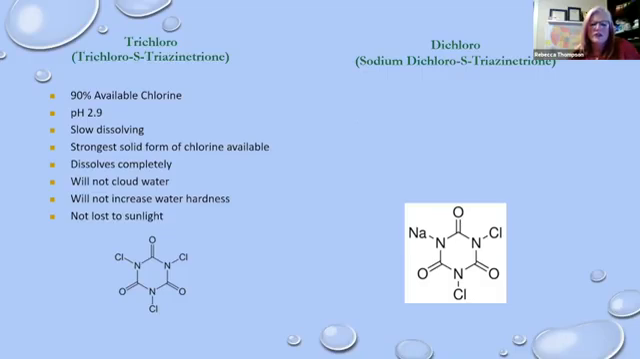Trichlor. Trichlor is something that we're using quite frequently. As I said, it's 90% available chlorine, pH of 2.9. It is slow dissolving. It is the strong form of chlorine available at 90%. It does dissolve completely. It does not cloud the water typically. And being that it is stabilized, it does not dissipate due to the sun.